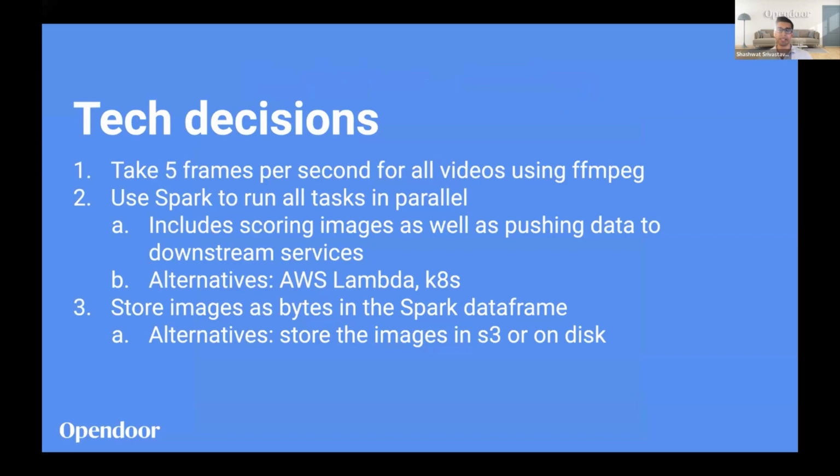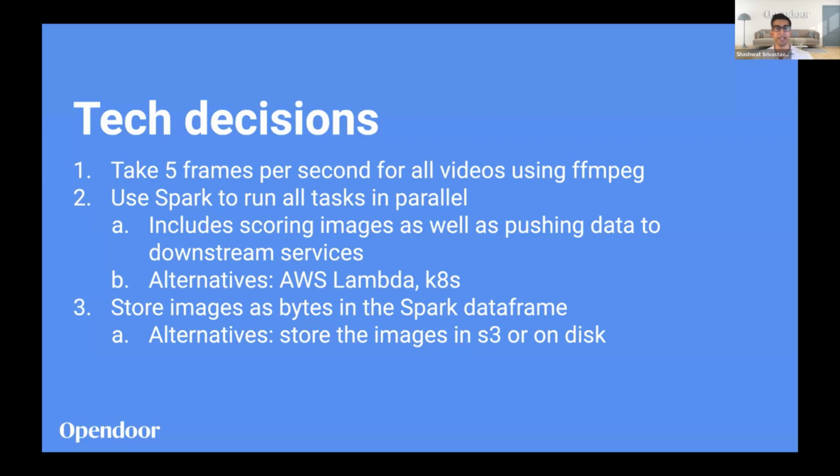So I just want to quickly go over some of the tech decisions we made. We decided to take about 5 frames per second. This was a balance between how many images we want to process and how much detail we actually want to get. We tried using fewer and more frames, and we decided to run with 5 frames per second.